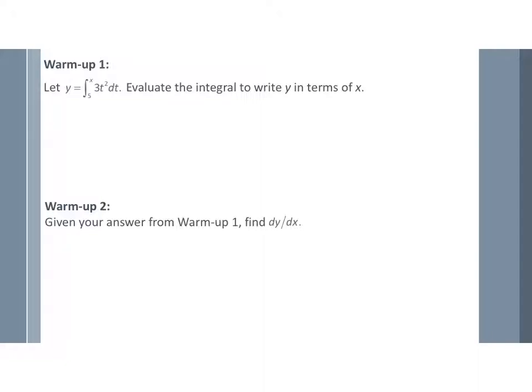Here we have a function y, and this function is written in terms of a definite integral from 5 to x. Now we call this an accumulation function because we're looking at, in some sense, the area or the region under a curve from 5 to some place down the road. So let's look at evaluating this definite integral and seeing what y is in terms of x.